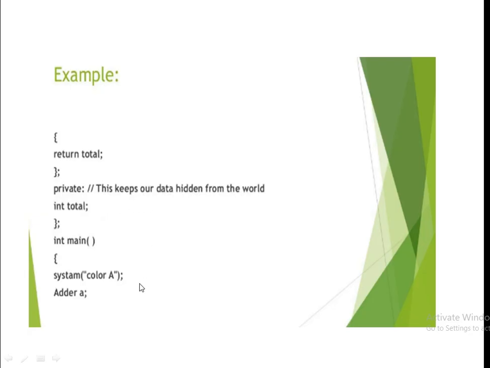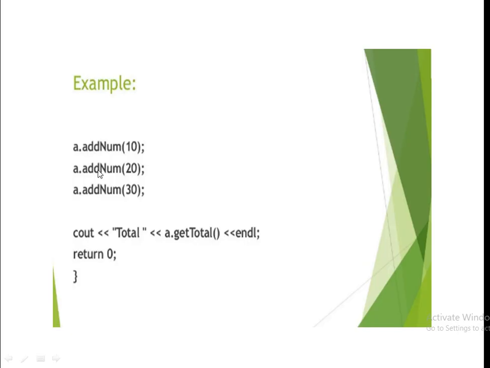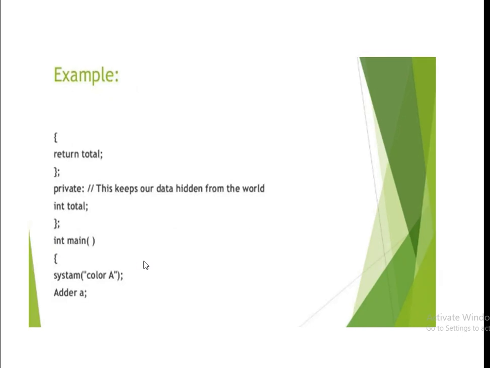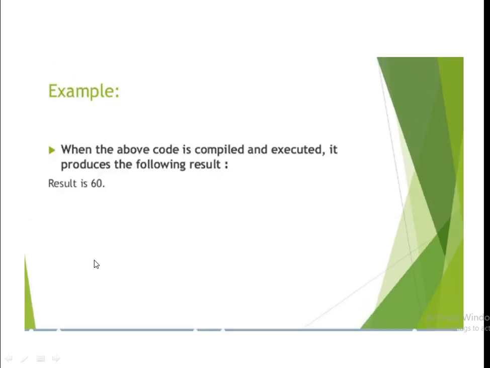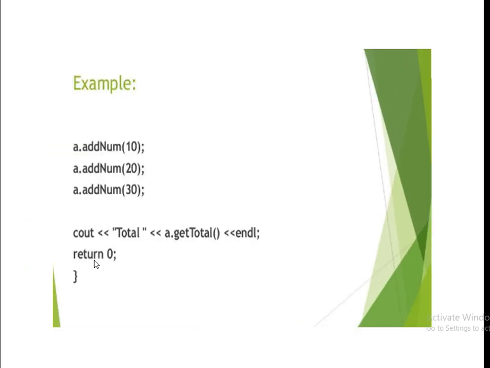In main, Adder a. Then a.addNumber(10), a.addNumber(20), and a.addNumber(30). These are calls of the function, which returns the total. So what will be the output of this program? Let's check the addNumber function. Whatever the total value is, it is updated by plus equals number. So the output is 60, that is 10 plus 20 plus 30.